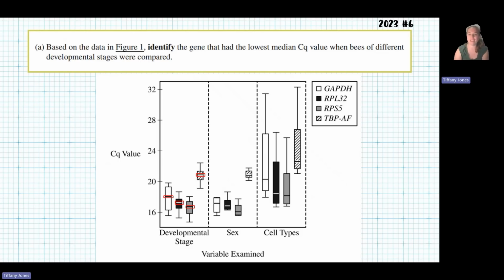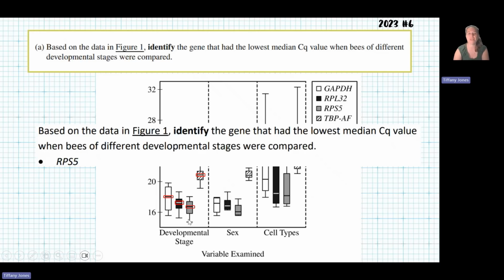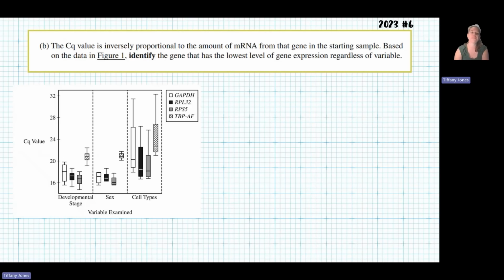So we can see that in this little shaded one right here, that is the RPS5. So RPS5 is where we're going to find the gene that has the lowest median value. This is an identify point, so you would be able to just write the single word. Personally, I tell my students to still write this as a complete sentence. Then I wanted to give you a little bit more information.